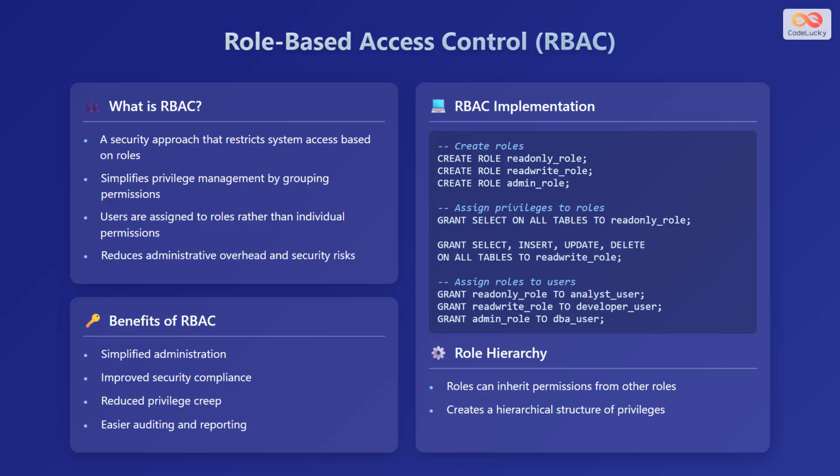The code example shows role-based access control implementation where a read-only role is created. A read-write role is also created. Lastly, an admin role is created. Further privileges are assigned to roles. Grant select on all tables to read-only role. Grant select, insert, update, delete on all tables to read-write role.